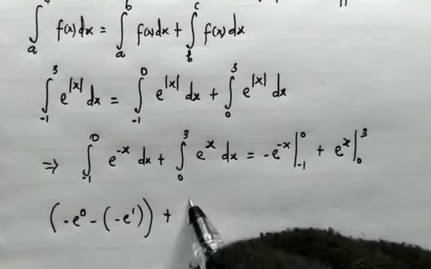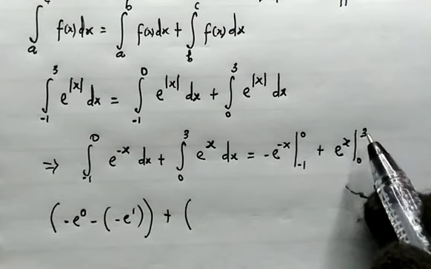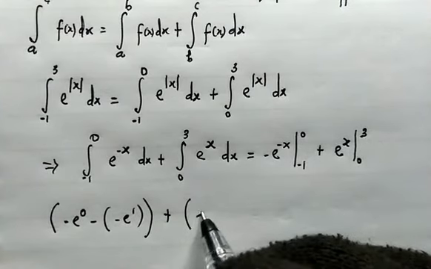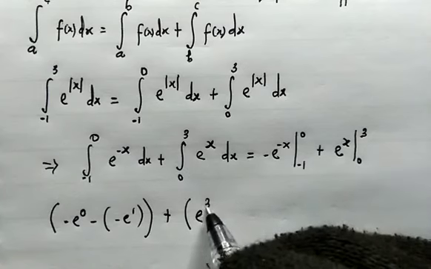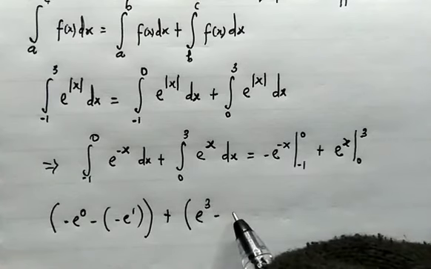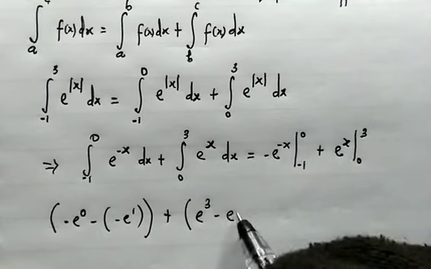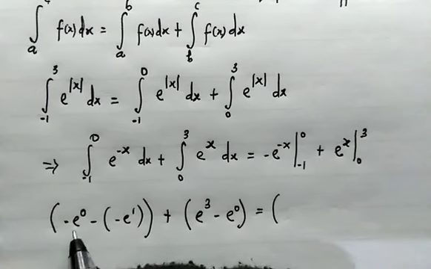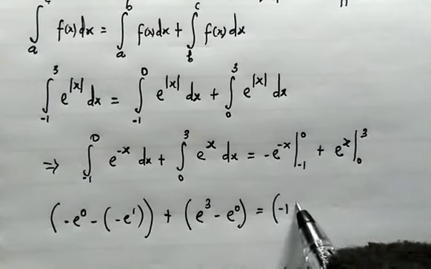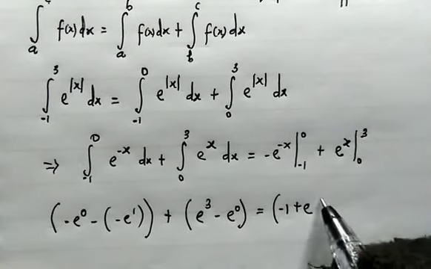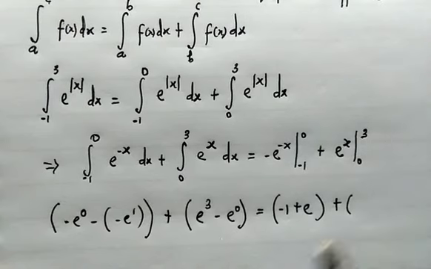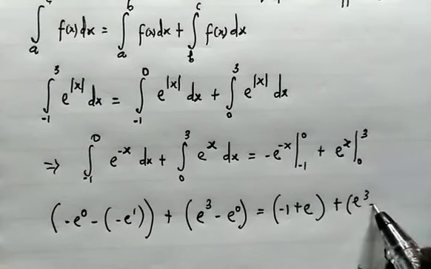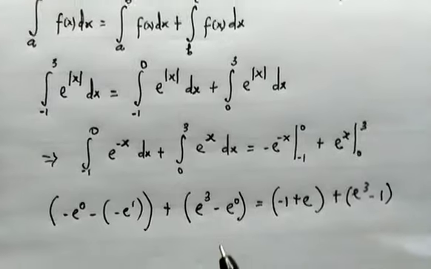Then plus, here we have to put the upper limit first. So we have e to the power of 3, right? Then minus e to the power of 0, the lower limit. So from here, e to the power of 0 is 1. So we have here negative 1. Minus times minus is plus. Then we are left with 1, right? Then plus from the other side, e cubed minus e to the power of 0, which is 1.